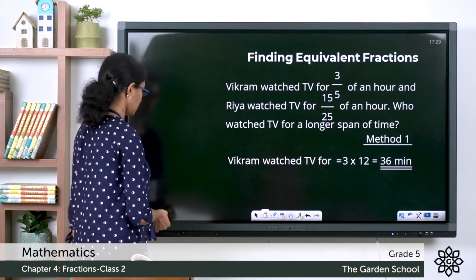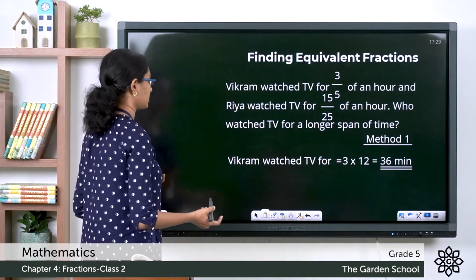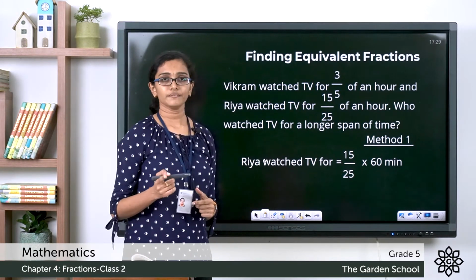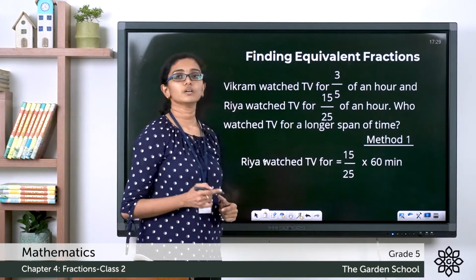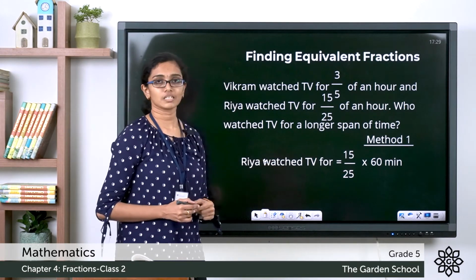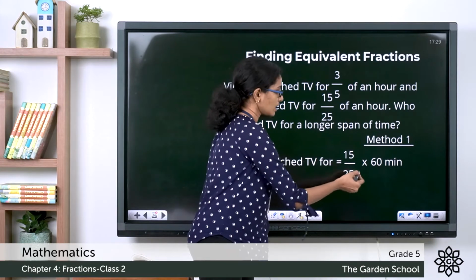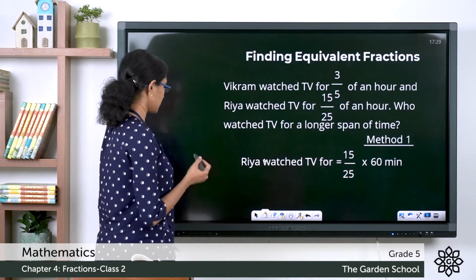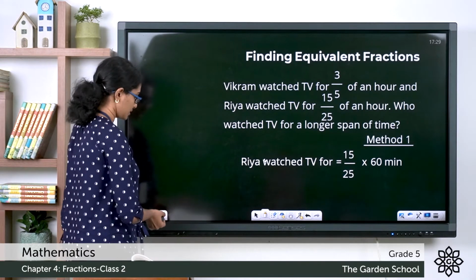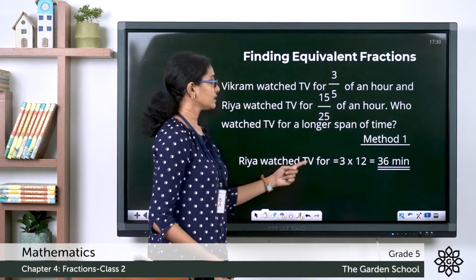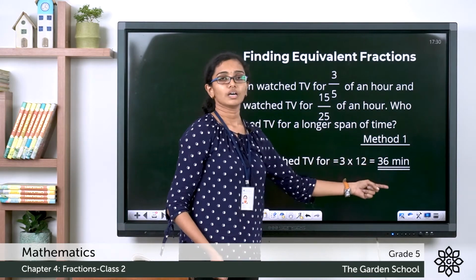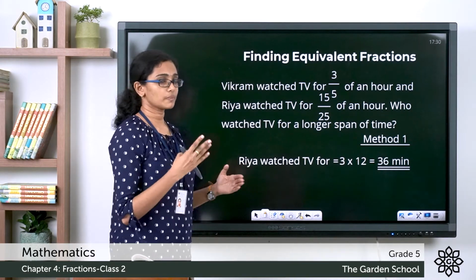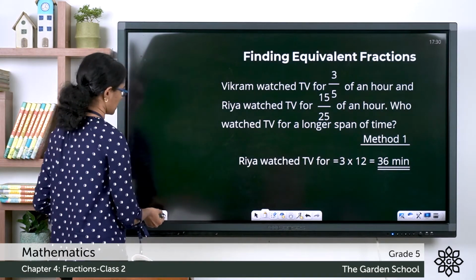Now let's see for how long Riya watched TV. Riya watched TV for 15 by 25th of an hour. So that is 15 by 25 into 60 minutes. Here also we can cut the numbers by dividing both the numerator and denominator with the same number. So that gives again 3 into 12, and the answer here is 36 minutes. So we cannot say one watched for more span of time. Both of them watched for the same span of time.